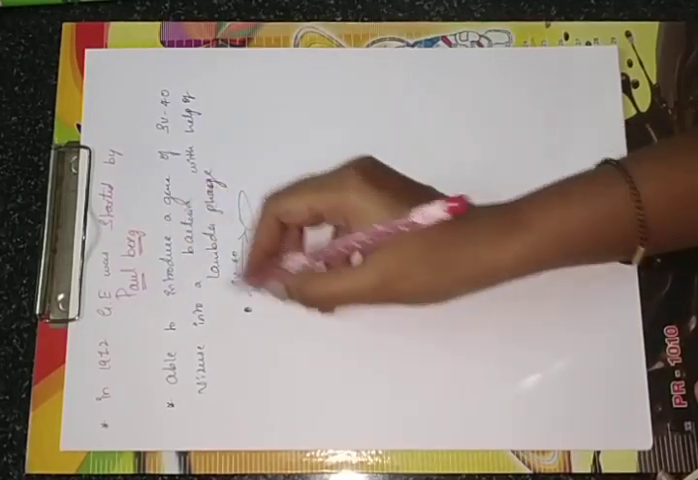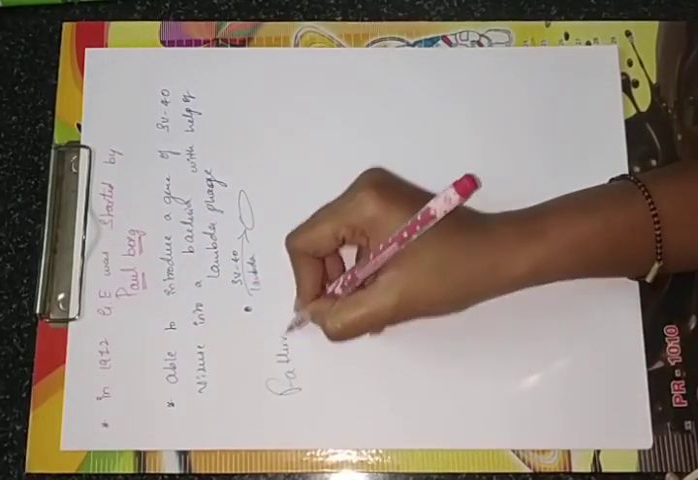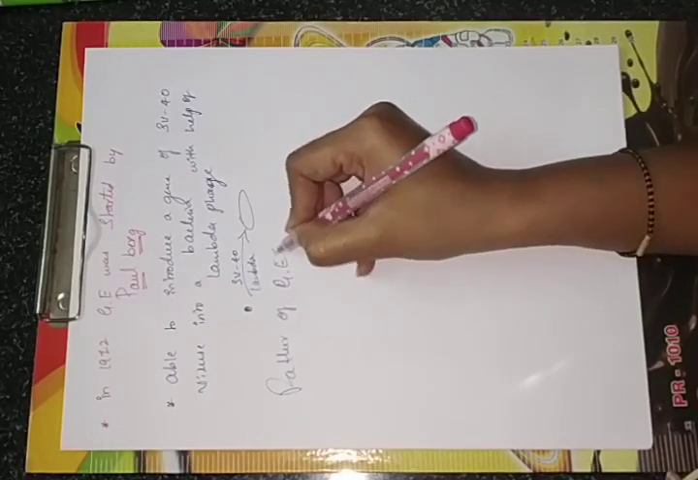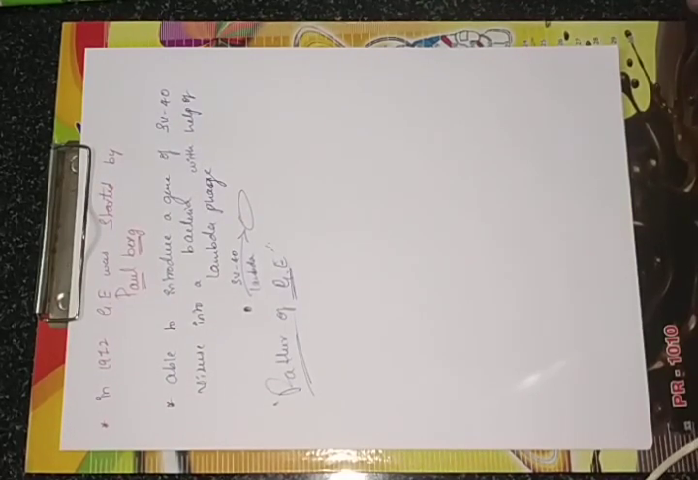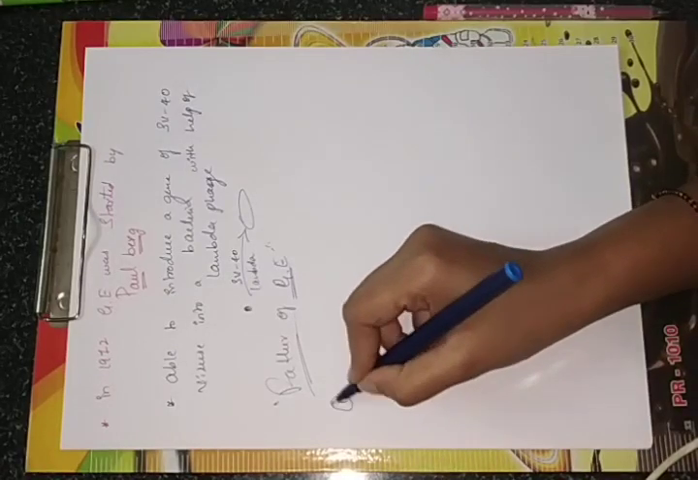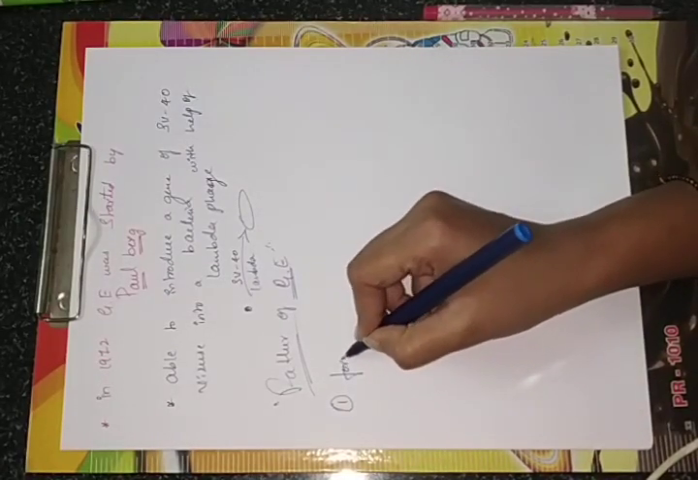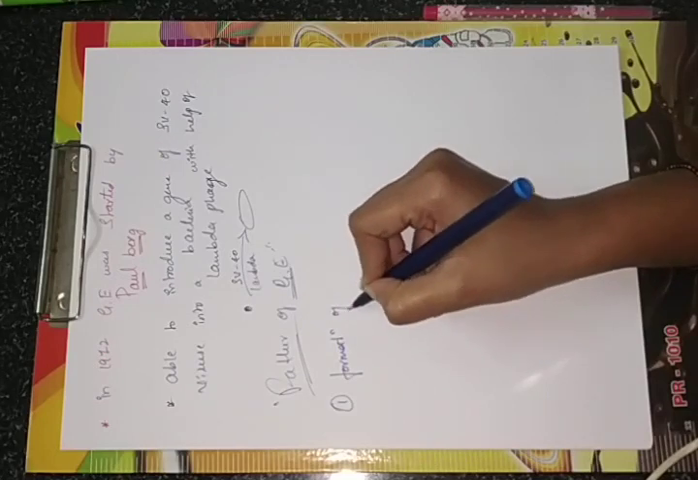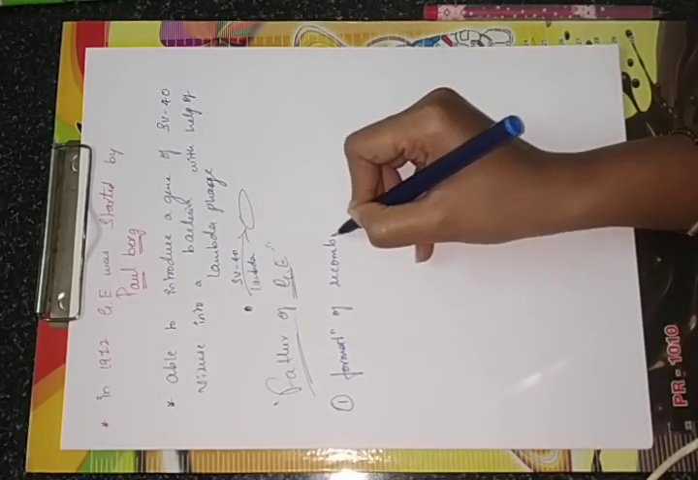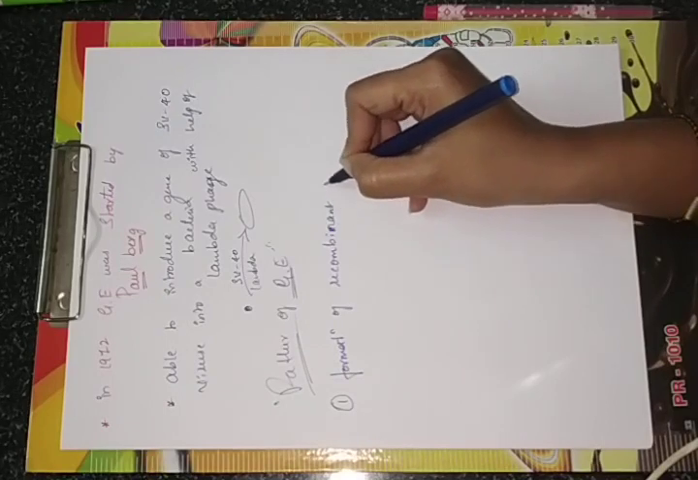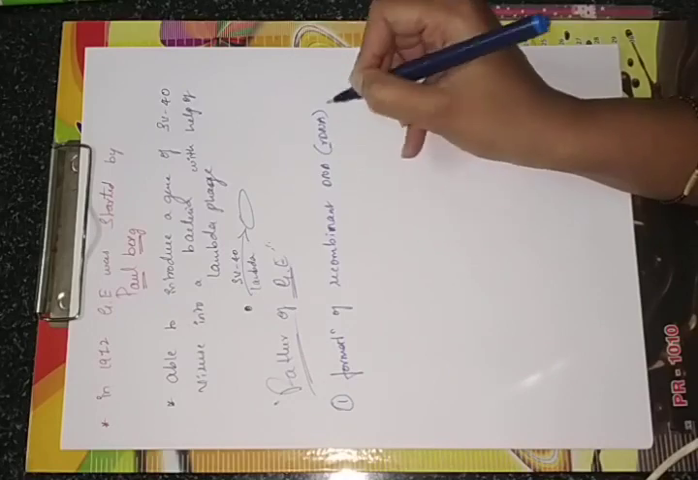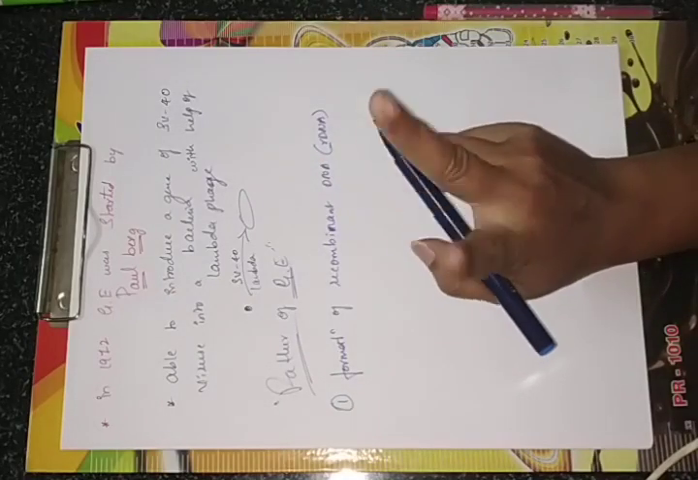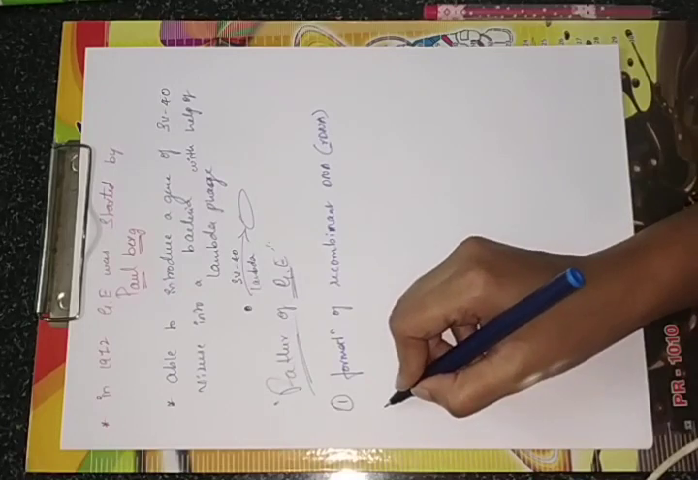So Paul Berg is called what? Father of genetic engineering. Who is called the father of genetic engineering? Paul Berg. The technique of genetic engineering includes many steps. The important thing is the formation of recombinant DNA, that is rDNA. rDNA means recombinant DNA, a combination of two genes or two DNAs.